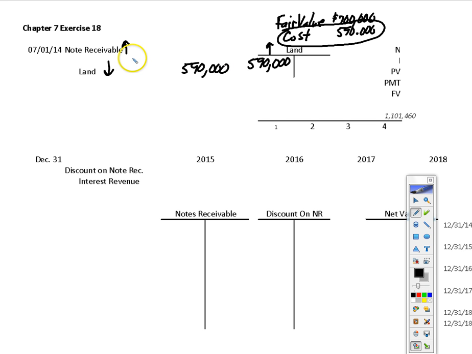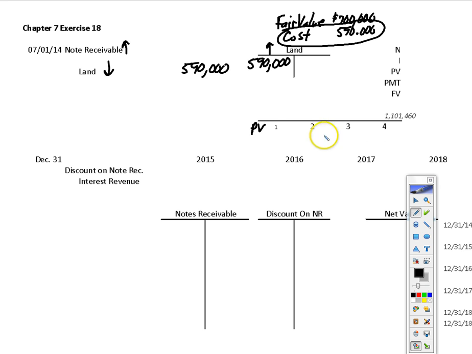Now let's go look at the note receivable. Well, the note receivable is for $1,101,460 with a 0% interest rate. So it says it's a 0% interest rate, but we have learned in Chapter 6 that a value in the future is not the same as a value today. So there's really no such thing, actually, as a 0% interest rate. So what we've got to do is figure out, what's the real value? What's today's value, or the present value, of this future amount?